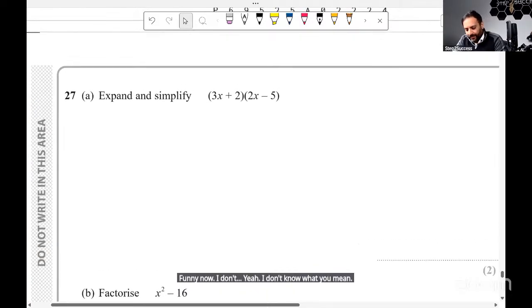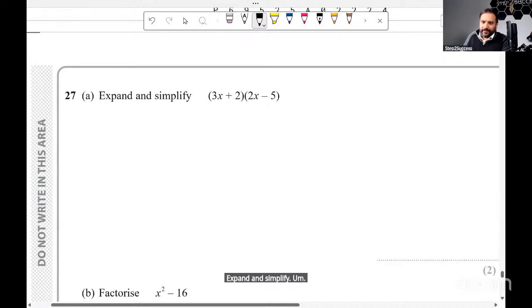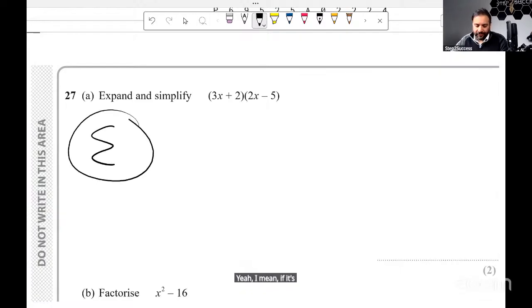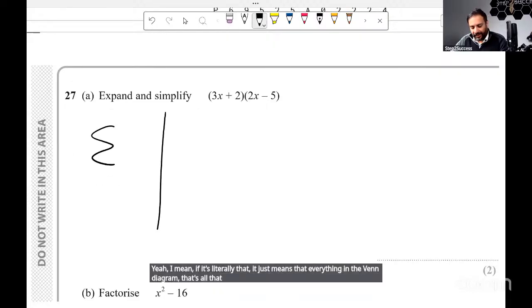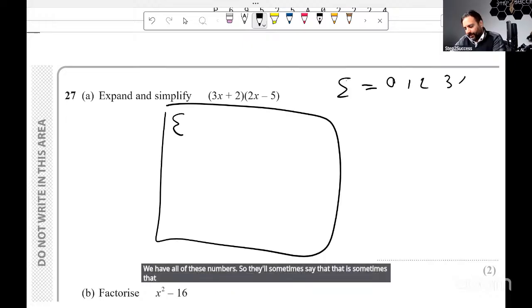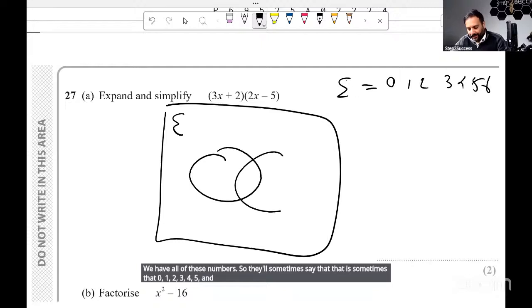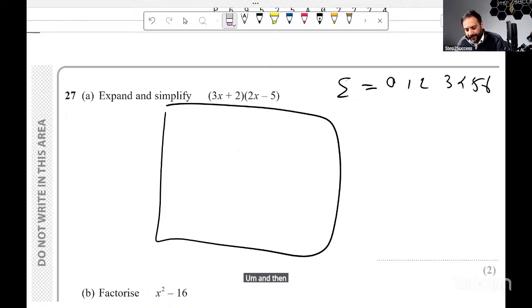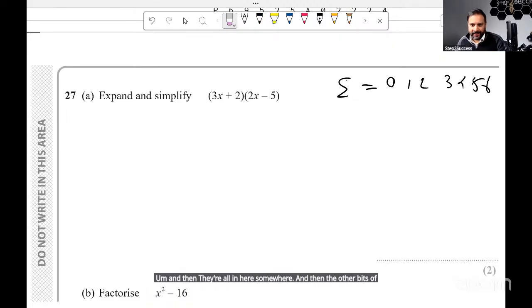Expand and simplify. Yeah, I mean if it's literally that, it just means that everything in the Venn diagram, that's all that means. That means everything. So when you have a Venn diagram, then you have this there, which just means in this diagram, we have all of these numbers. So they'll sometimes say that that is 0, 1, 2, 3, 4, 5, and 6, which means that we have 0, 1, 2, 3, 4, 5, and 6 in this diagram. And then they're all in here somewhere. And then the other bits of it, I'll explain this quickly.